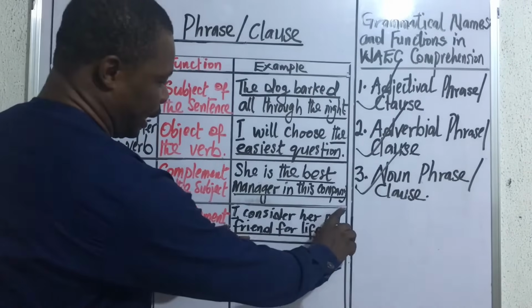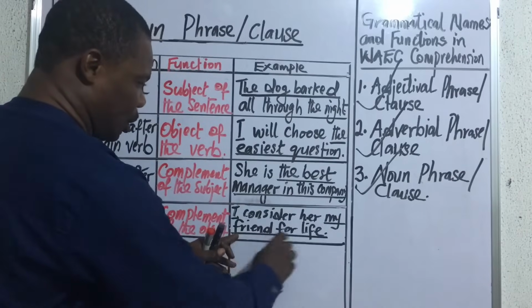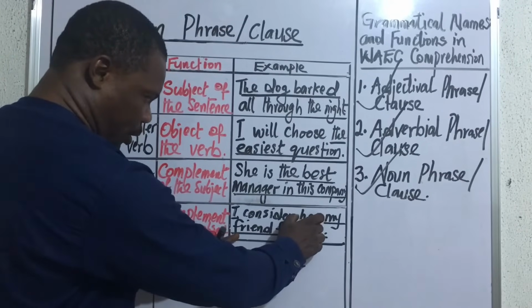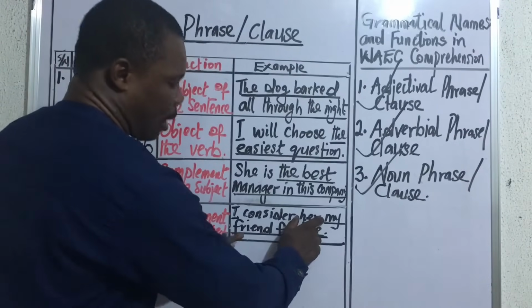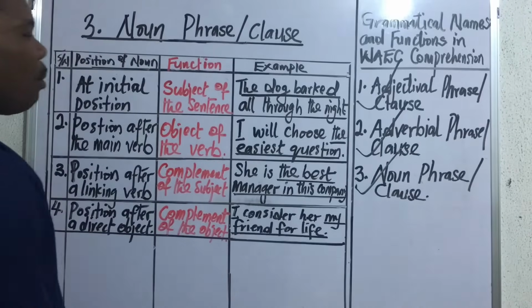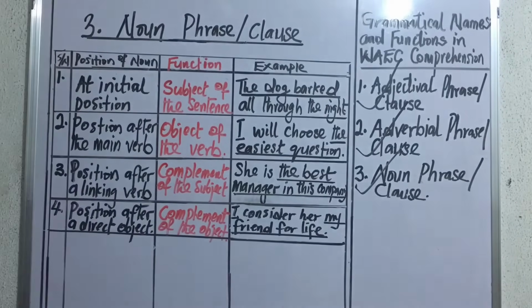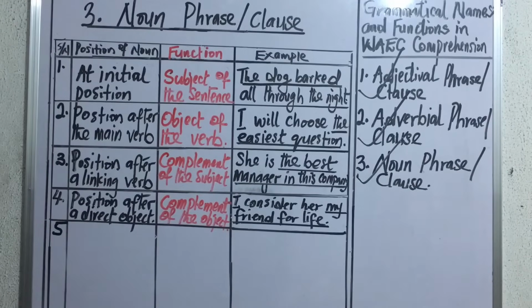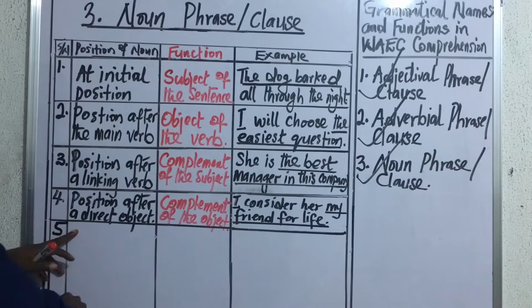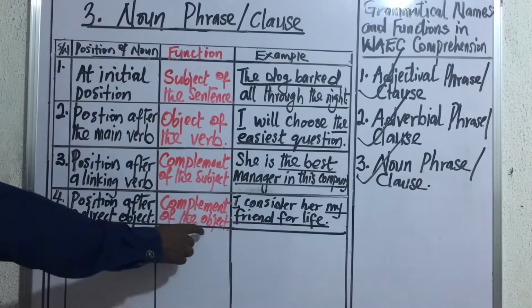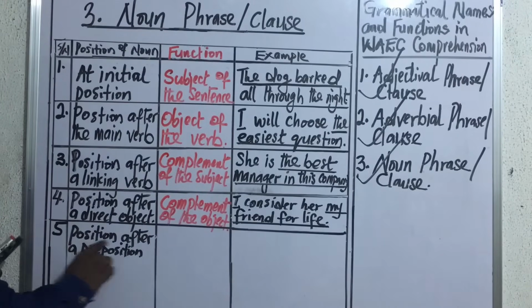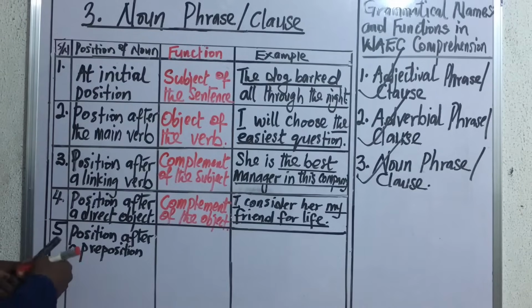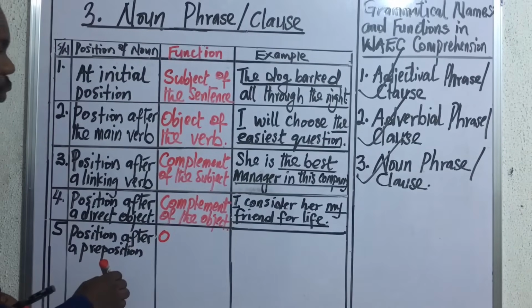In other words, the entire underlying expression here is adding information toward the object. We can put it in simple language and say it is working for the object. So that is that on that. We now move on to the next function. Case number 5. When the noun occupies a position after a preposition, then the function is object of a preposition. Position after a preposition, function, object of a preposition.